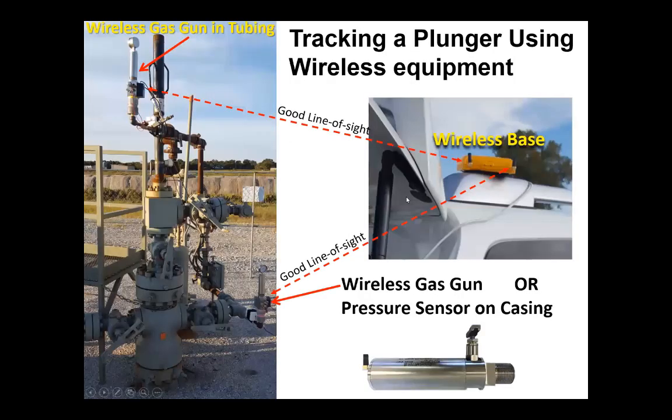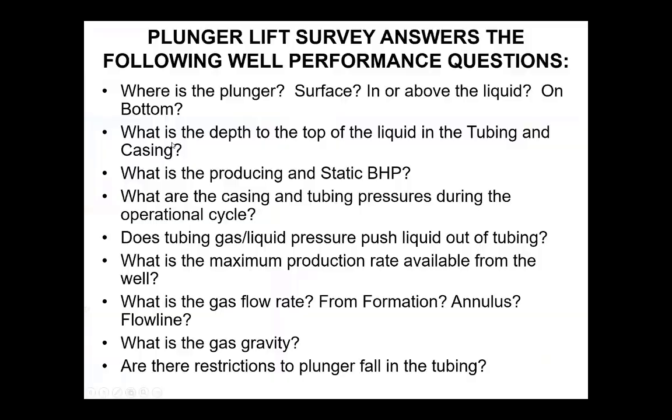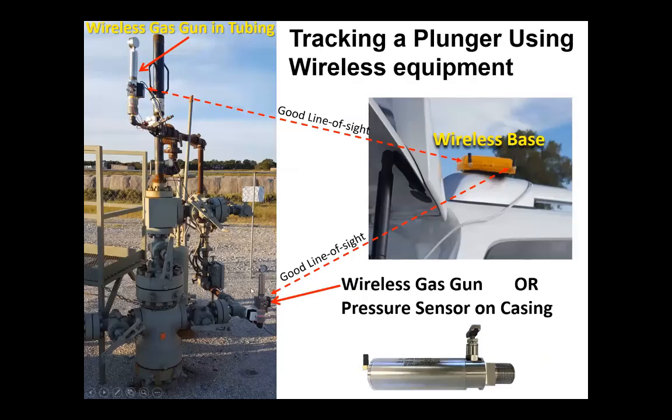So let's start with the procedure first. This slide shows a wireless equipment. We have a wireless base with a computer that's talking to a gas gun that's connected to the tubing. This is the recommended way to install the gun, with an elbow vertical, avoiding liquid coming to surface and entering the gas gun. We usually charge the gas gun with some nitrogen exceeding the expected peak tubing pressure. With that, we also have the ability to collect casing pressure.